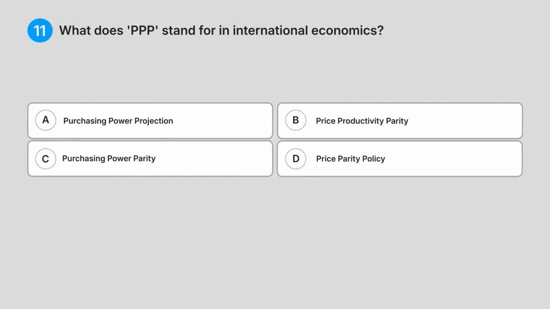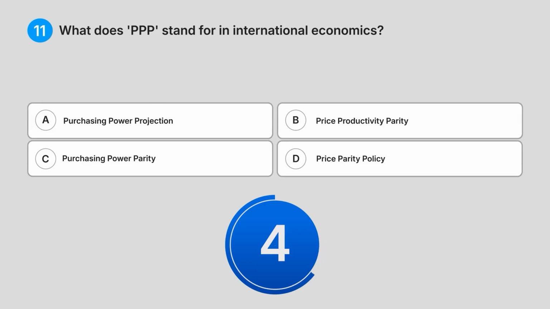11. What does PPP stand for in international economics? A. Purchasing power projection, B. Price productivity parity, C. Purchasing power parity, D. Price parity policy. Do you know the answer?